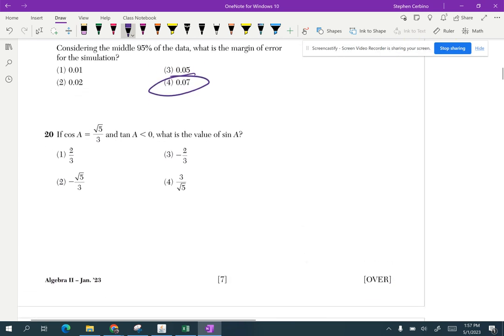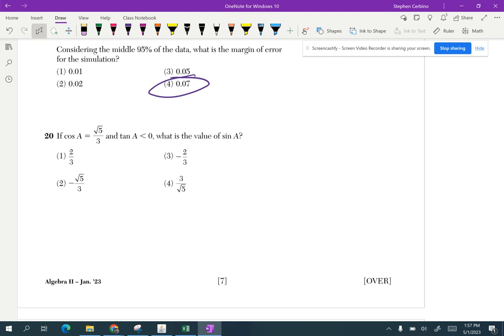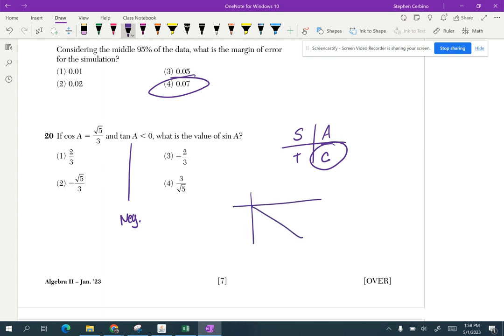Number 20 tells us that we have a cosine value. Notice it's positive, and this is telling us that tangent is a negative number. So what quadrant are we in when tangent is negative and cosine is positive? We'd be in quadrant 4. So we definitely have a quadrant 4 angle, so I'll make a triangle here in quadrant 4.